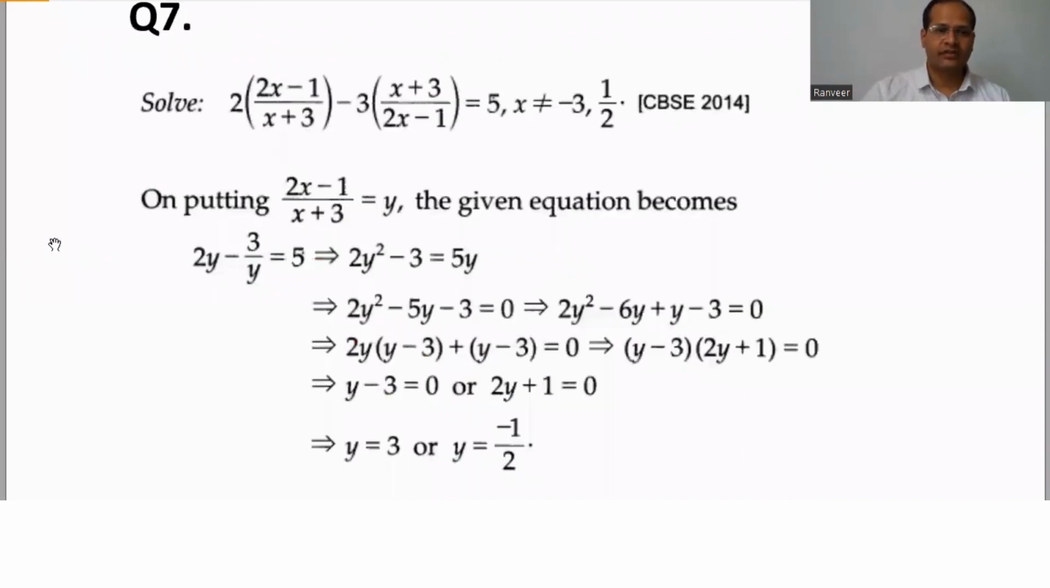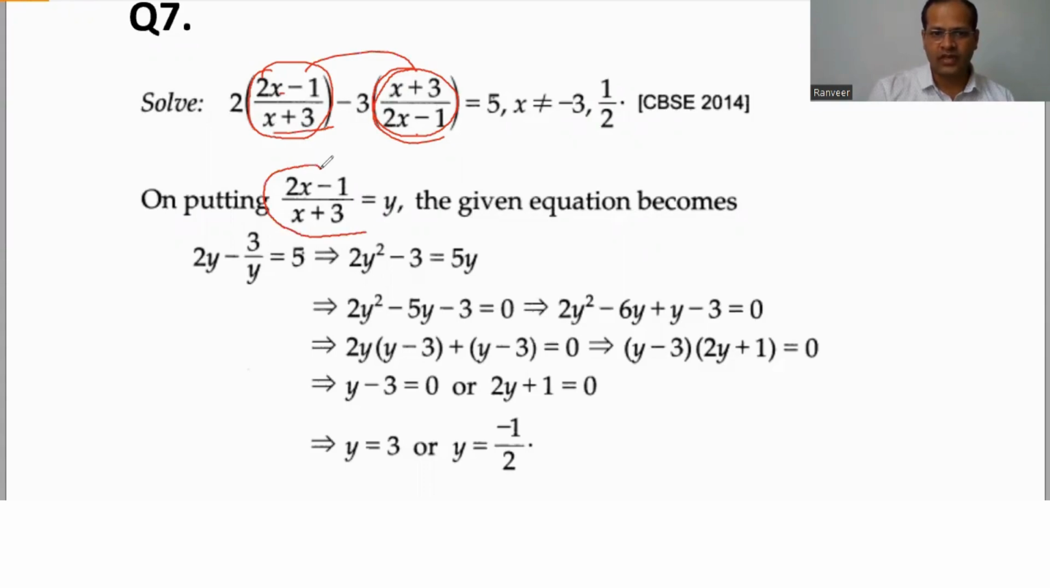Now, this is also a very, very important question, so just focus on it. All different types of problems I have written here. So just focus on this and this. These are nothing but reciprocals of each other: 2x minus 1 here, 2x minus 1 there, x plus 3, x plus 3.